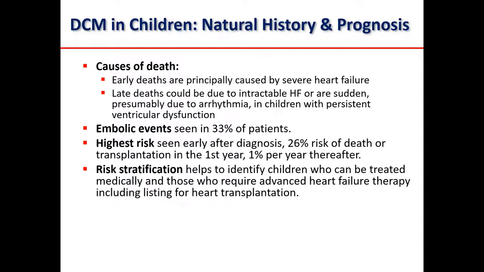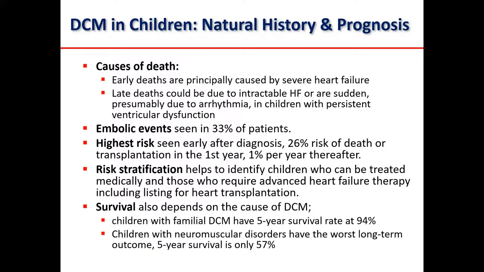We must try and do risk stratification because then we can identify children who can be treated with medical therapy. On the other hand, we should also be able to identify children who require advanced heart failure therapy, including listing for cardiac transplantation. Survival also would depend on the cause. If you can discover the etiology of DCM, then generally children with familial DCM have a better survival at 94%.